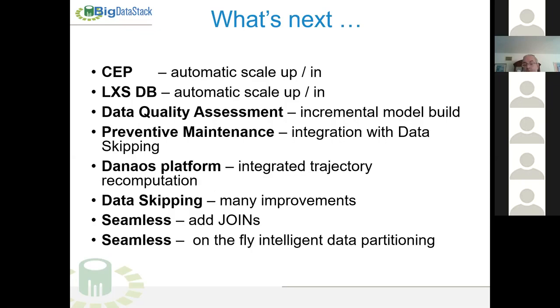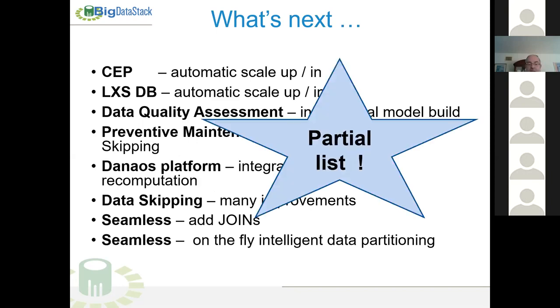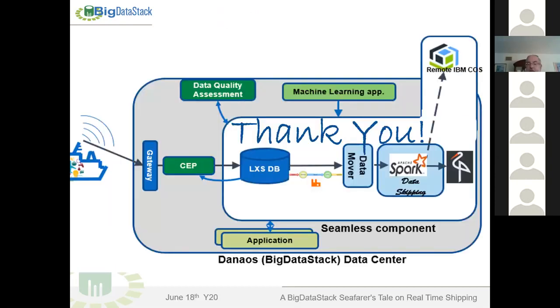What's next? We have a lot of things in the oven. CEP and the LeanScale database will now be able to scale up, scaling automatically. And we have a lot of improvements. I can't get into all the details now. So this is a partial list of what is in the queue of the improvements.